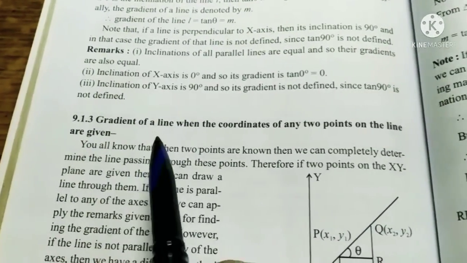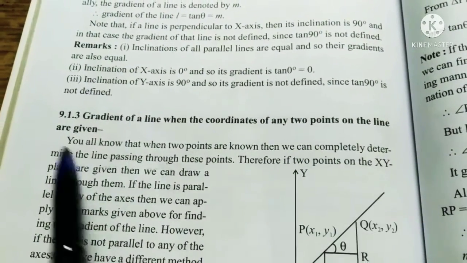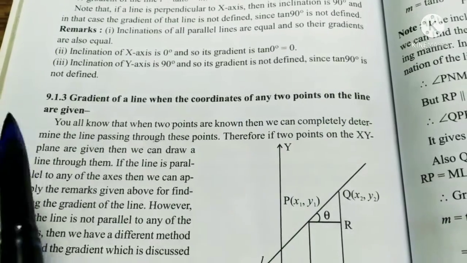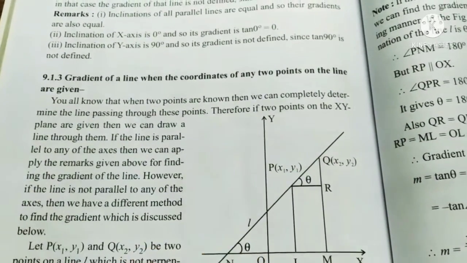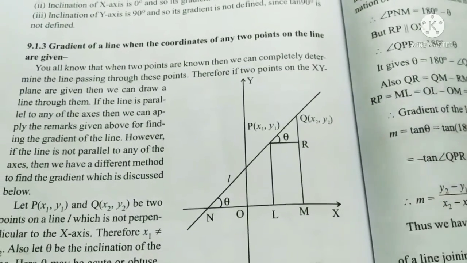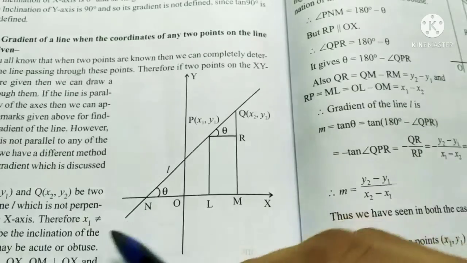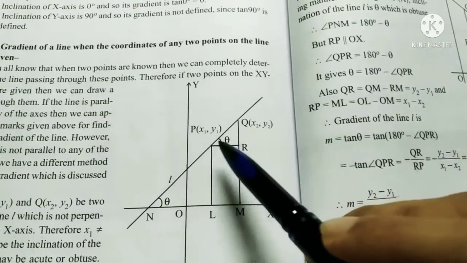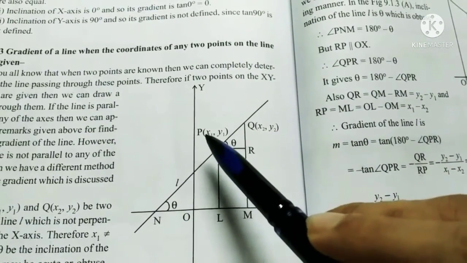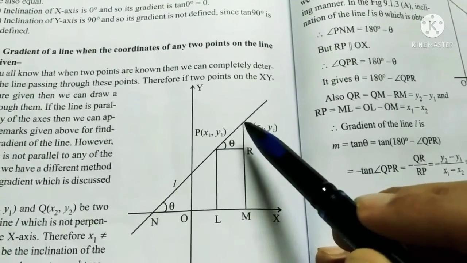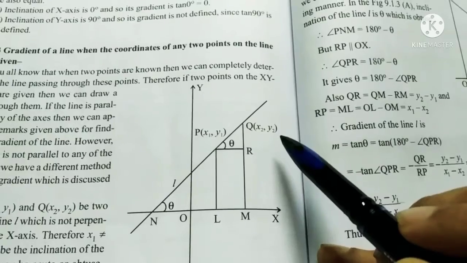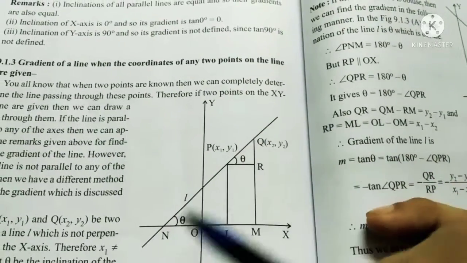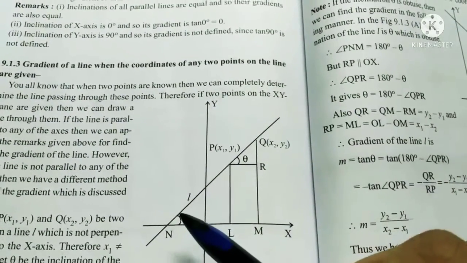Now next you see gradient of a line when the coordinates of any 2 points on the line are given. So this is the line, and the inclination of the line is this theta. On this line 2 points are given. One is P whose coordinates are (x1, y1) and another one is this point Q whose coordinates are (x2, y2). I have to find the gradient of this line, that means tan theta.